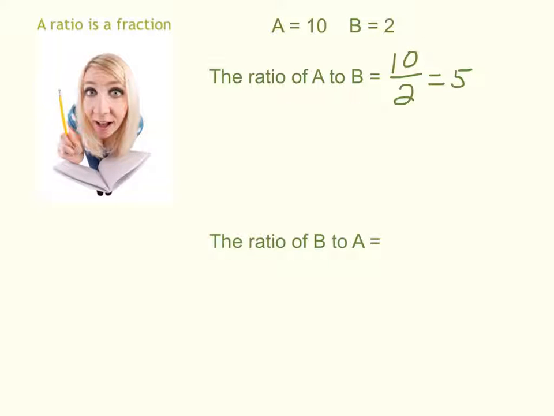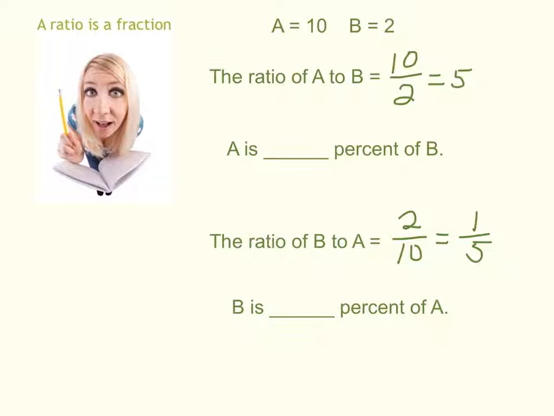Now if I change the order, if I want the ratio of B to A, that just turns around my fraction. The order of the wording tells you what order to write the fraction. If I want B first, I want B on top. A is on the bottom, and that fraction also reduces, but it reduces to 1/5.